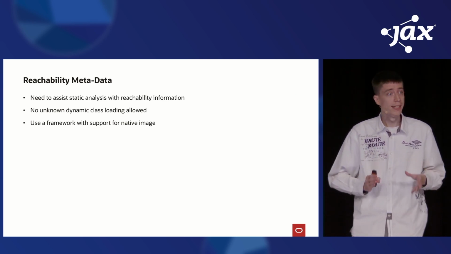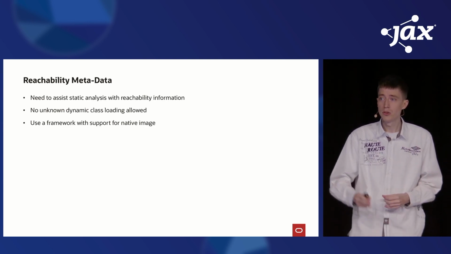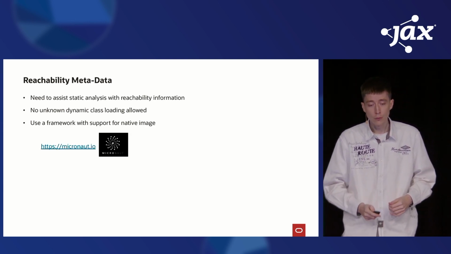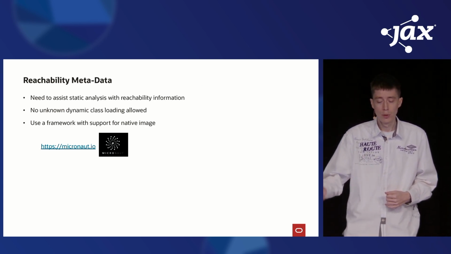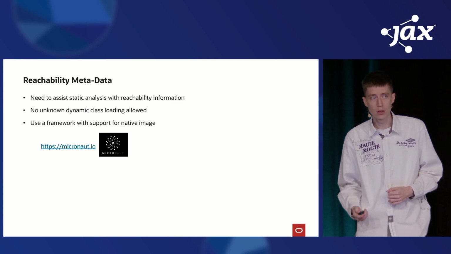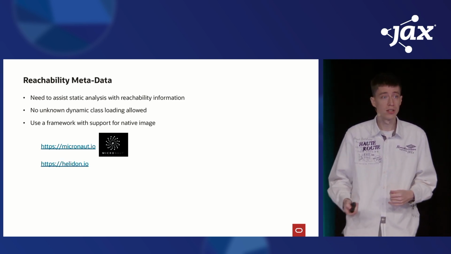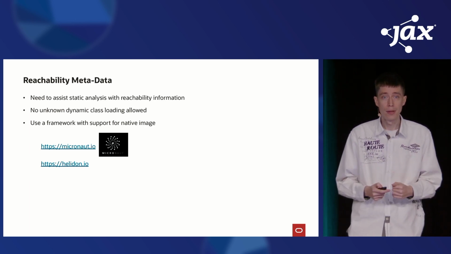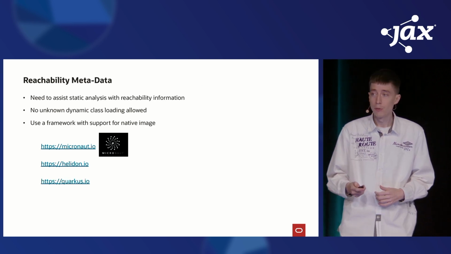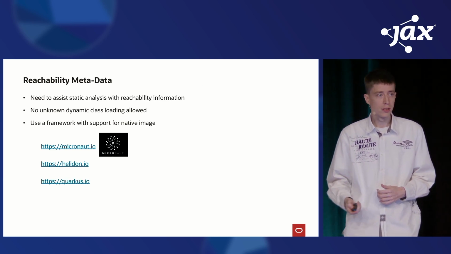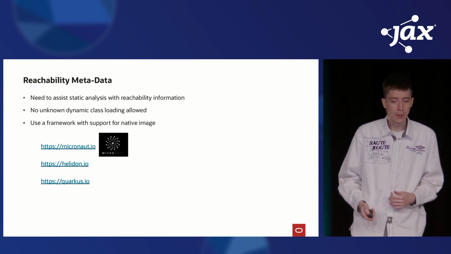It can be, however, quite easy if you start a new application and develop it for native image by using one of these 4 frameworks. One of them is Micronaut, Micronaut.io. The GraalVM team and the Micronaut team are very close together. We have Helidon.io, which is another framework for web development that uses native image. We have, of course, Quarkus.io, which is the solution from Red Hat that is based on native image.